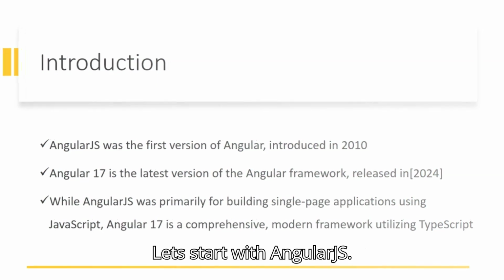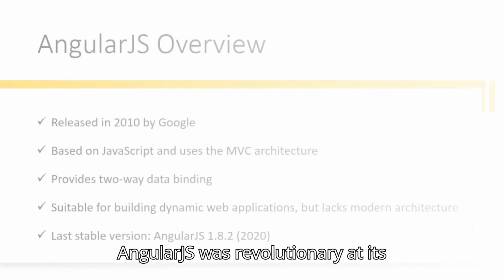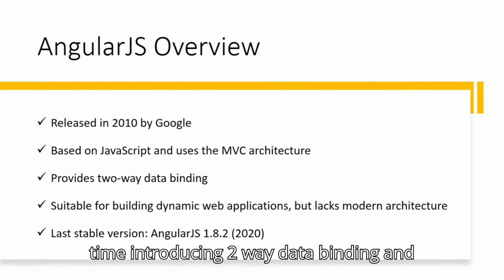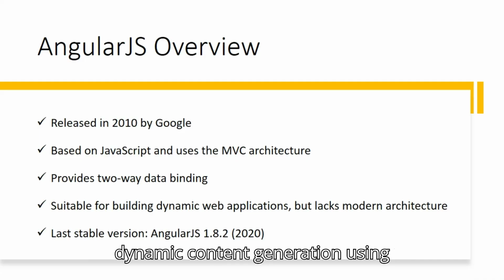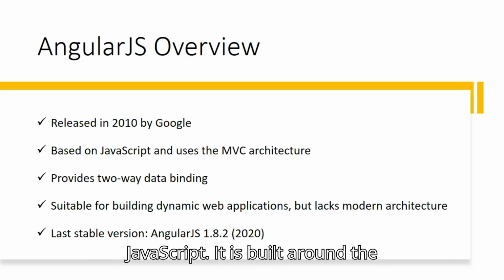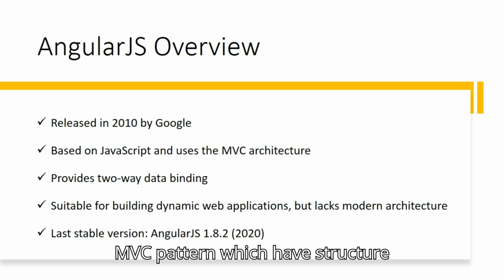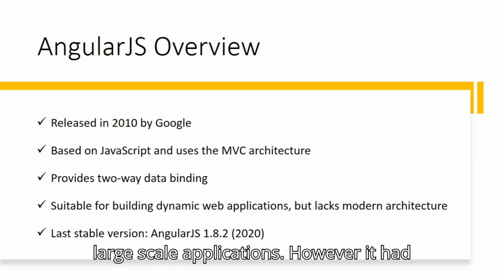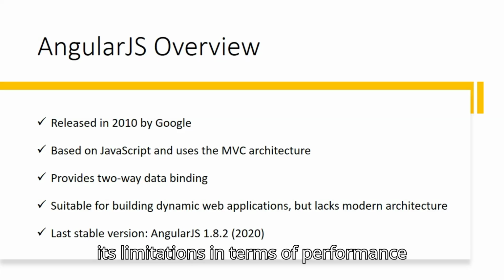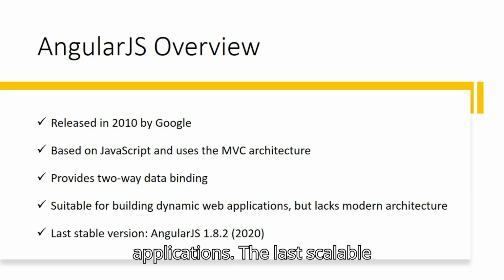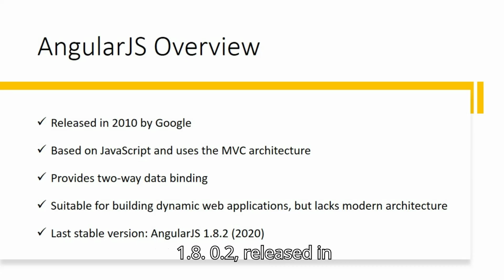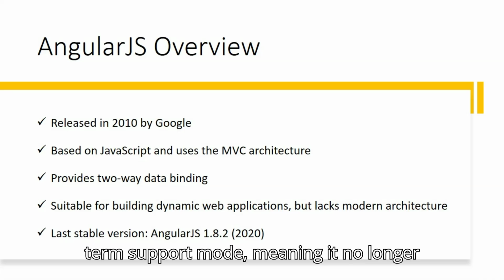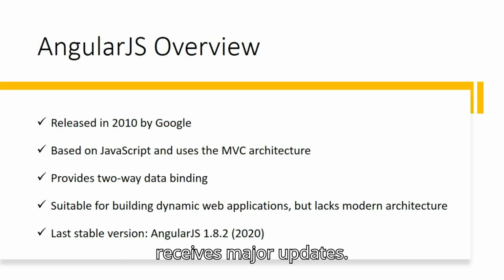Let's start with AngularJS. AngularJS was revolutionary at its time, introducing two-way data binding and dynamic content generation using JavaScript. It is built around the MVC pattern, which helps structure large-scale applications. However, it had its limitations in terms of performance and scalability for modern web applications. The last stable version of AngularJS was 1.8.2, released in 2020, and it's now in long-term support mode, meaning it no longer receives major updates.